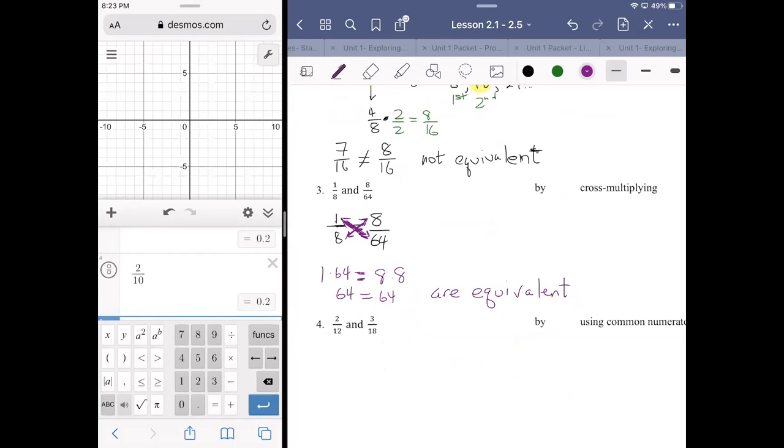Right, and then last but not least is the idea of a common numerator, which is weird because we always talk about common denominators in terms of adding and subtracting fractions, but common numerators are pretty important too because of what I was saying before. If you have two parts of a fraction that are equivalent, like the two bottoms, the two denominators, and the numerators are different, then the two fractions are different. But if the two numerators are the same, then the fractions are the same. So we can do the same thing where we hold the numerator constant and go from there.